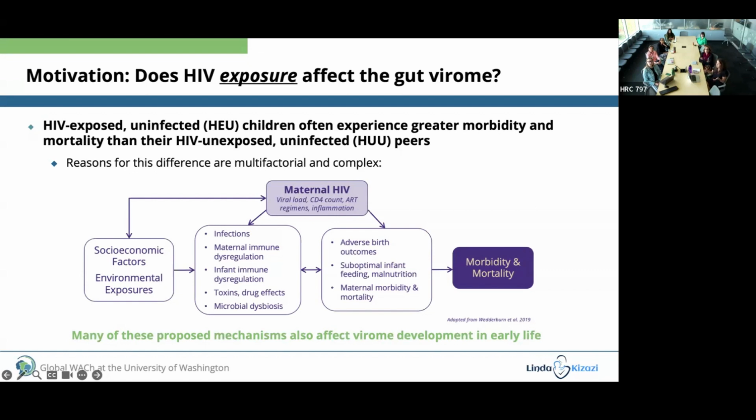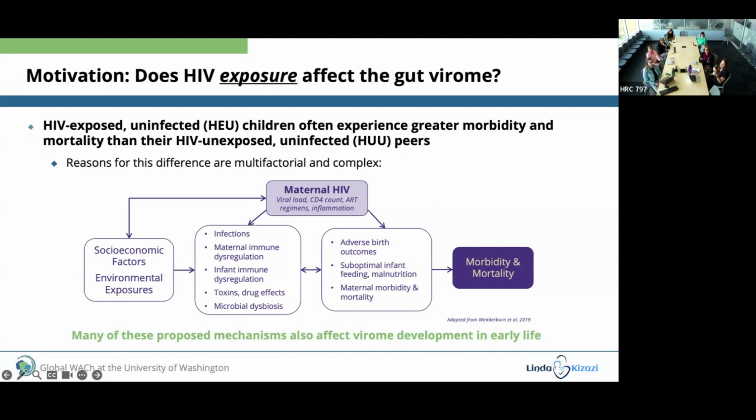There are a lot of reasons this is hypothesized. This is a figure adapted from a really nice review on HEU infants that tries to get at the complexity of these different factors. So there are socioeconomic environmental factors associated with HIV and health. There's maternal health status, so mom's HIV viral load, her CD4 count, what ART the infant is exposed to, her immune system, her inflammation levels, a lot of which are very relevant during pregnancy and the exposure that the infant is receiving during pregnancy, but then also things that stem off of that for the infant.